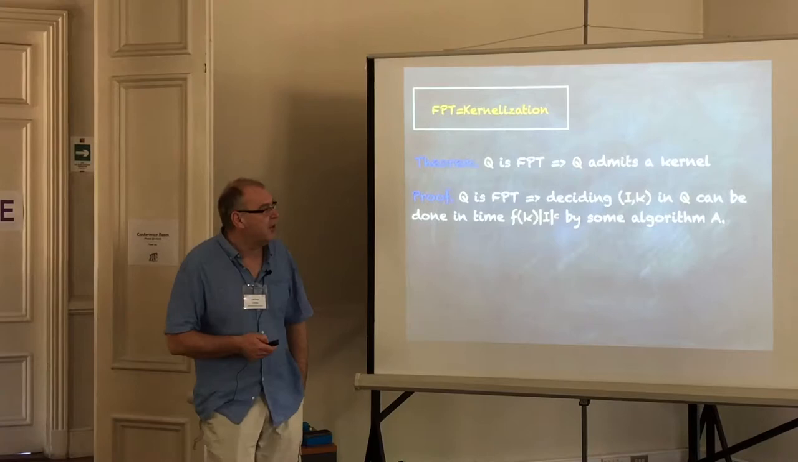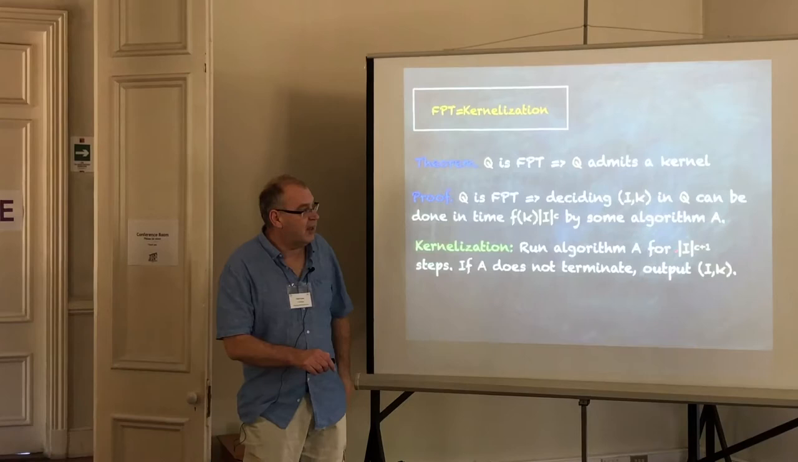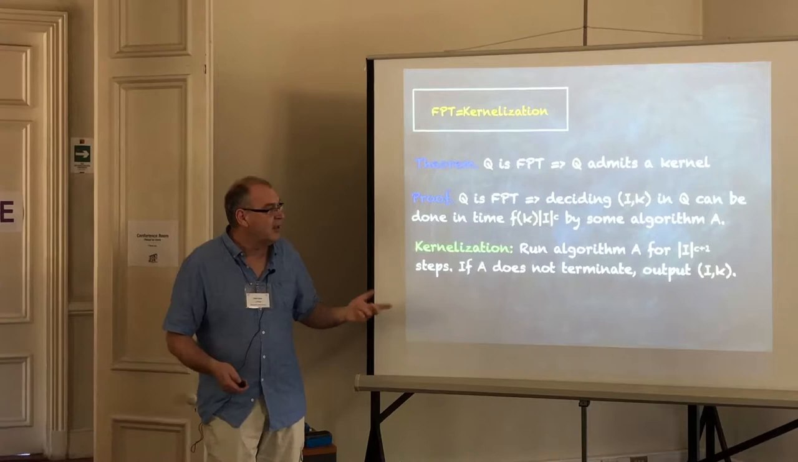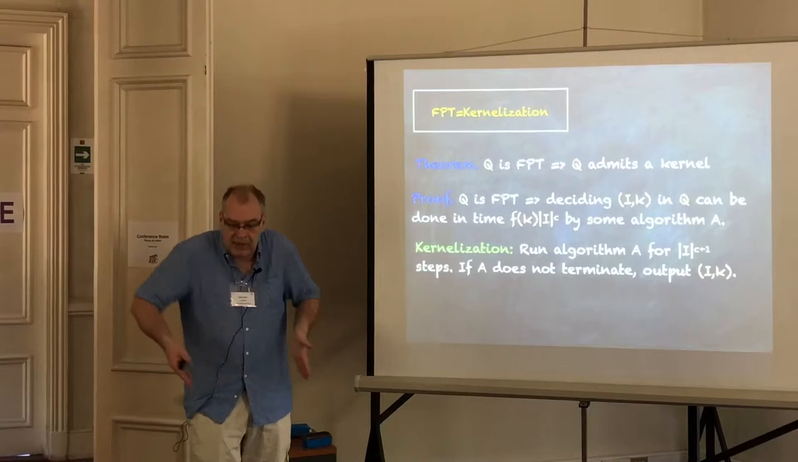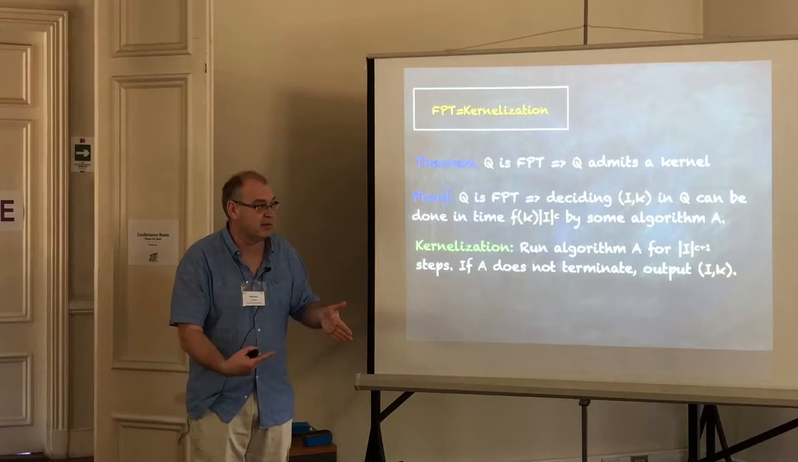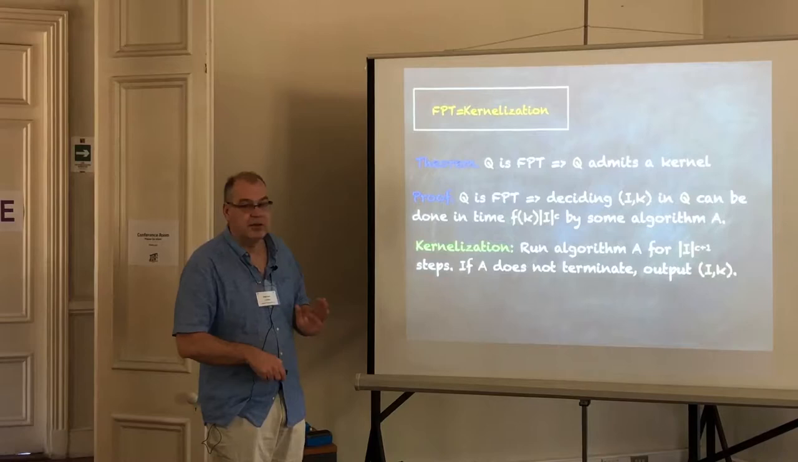Okay, so how do I design a kernelization algorithm? I run my algorithm for |I|^(c+1) steps. This is still polynomial running time, right? c is a constant, so |I|^(c+1) is a polynomial, right? Now, if my algorithm terminates, it means it found the solution. Then I found the solution in polynomial time, I'm happy, right? And if my algorithm does not terminate in |I|^(c+1) steps, then I just stop it and output (I, k), and I say that this is a kernel.